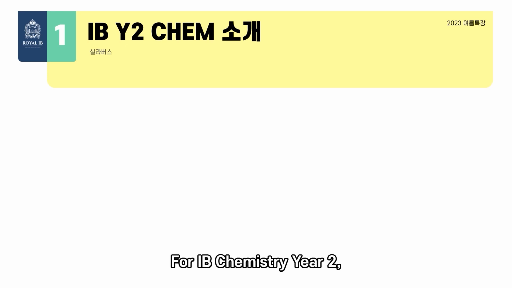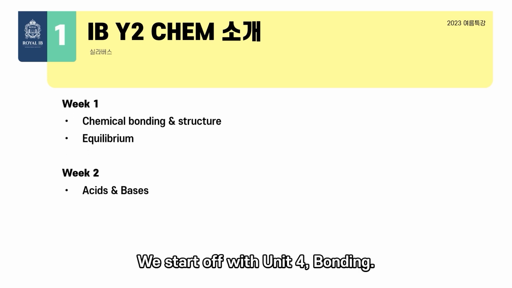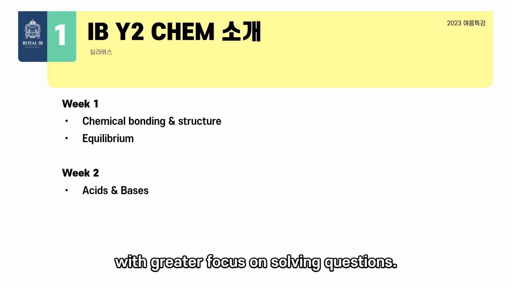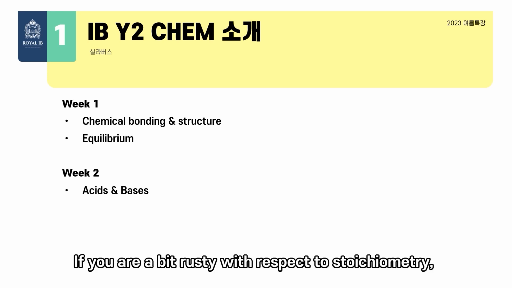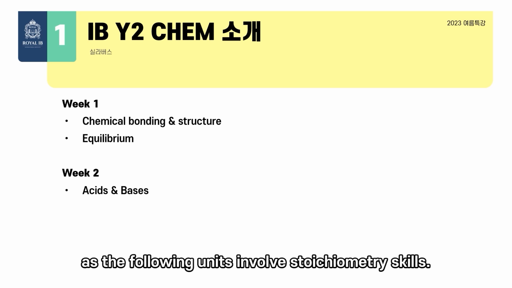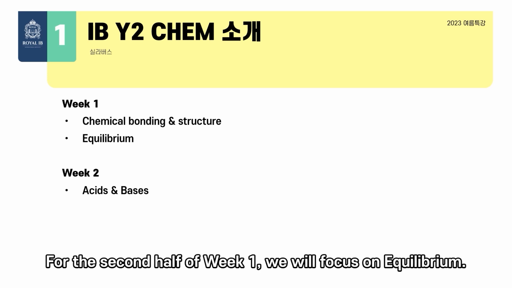For IB Chemistry Year 2, we start off with Unit 4, Bonding. We will briefly review over the main concepts of the units with greater focus on solving questions. If you're a bit rusty with respect to stoichiometry, you should also refresh your skills in week 1 as the following units involve stoichiometry skills. For the second half of week 1, we will focus on equilibrium.